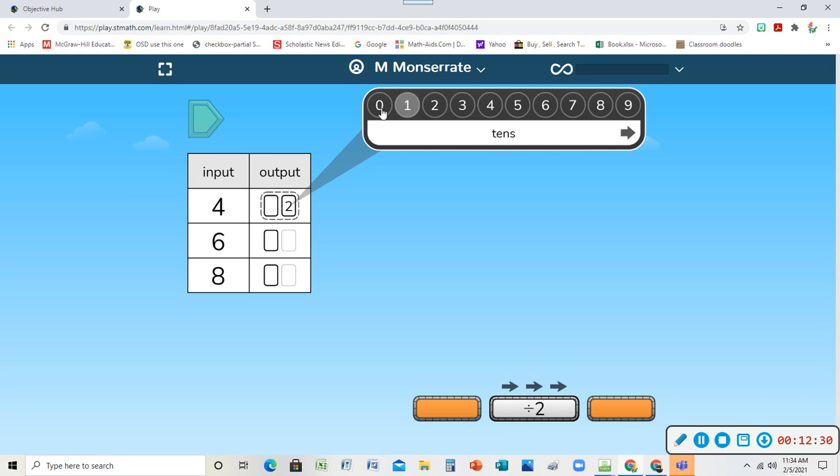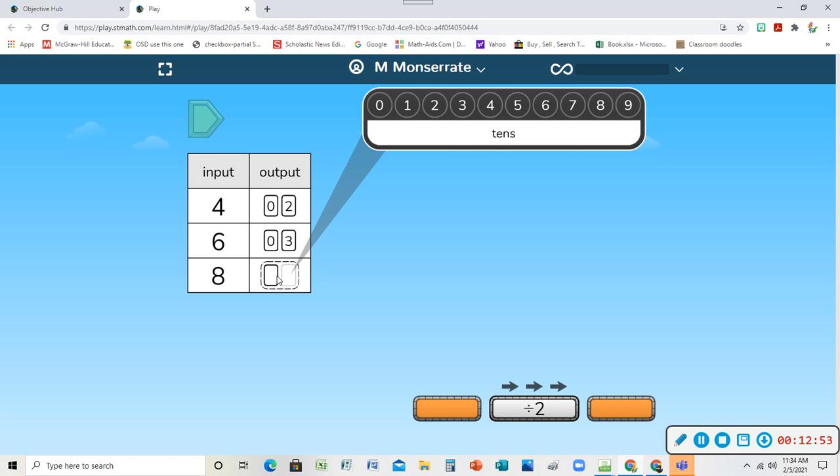Oh, they want me to put something in my tens place, a 0. All right, 6 divided by 2 is 3. I did it again. Let me go back. I'll just put my 3 in the ones place and then go back to put this to a 0. Tens place, 0. All right, there we go.